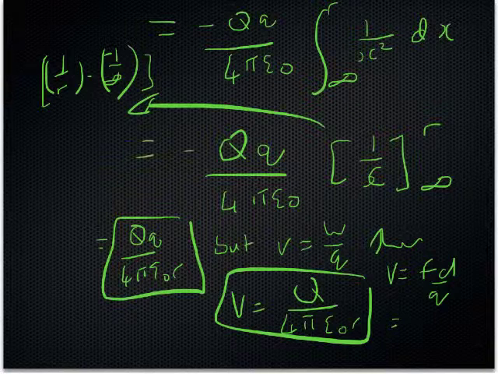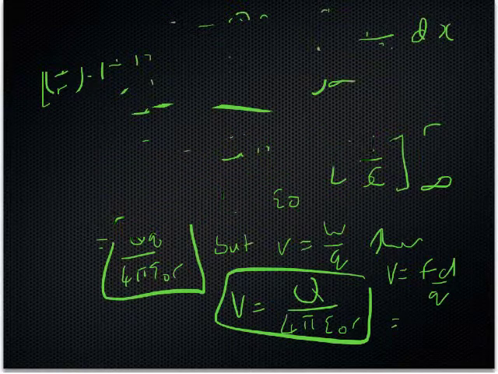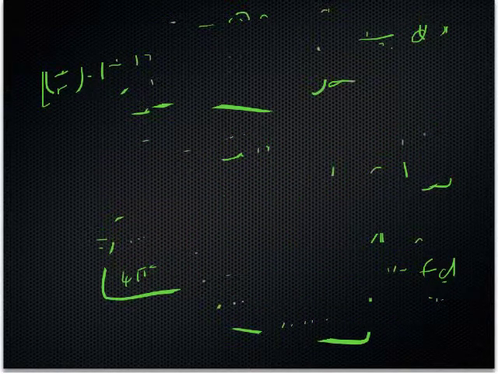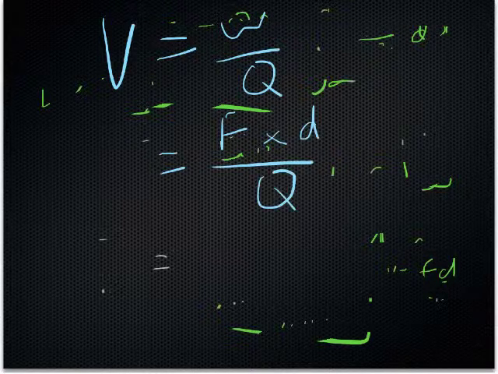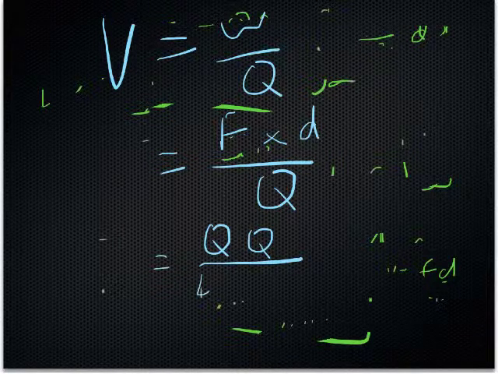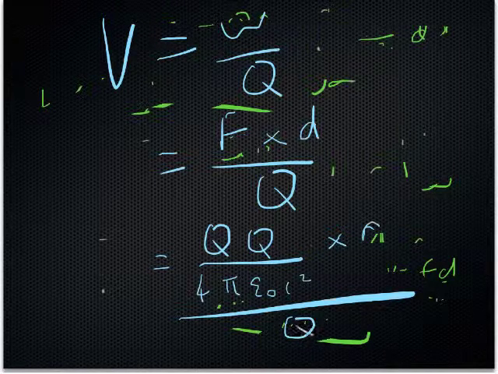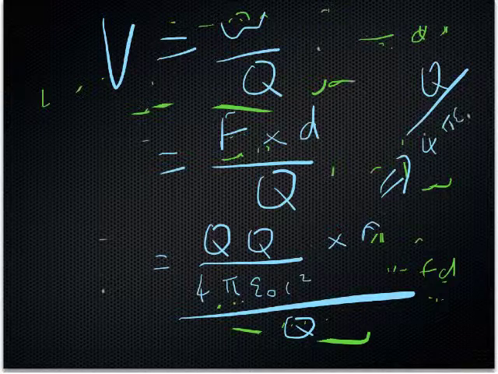Essentially, get rid of all this. All you have to realise is that V equals W over q, and W is force times distance, over q. Putting in Coulomb's law for force, Qq over 4 pi epsilon naught r squared, times r, all divided by q. That simplifies to Q over 4 pi epsilon naught r, which we write in here.